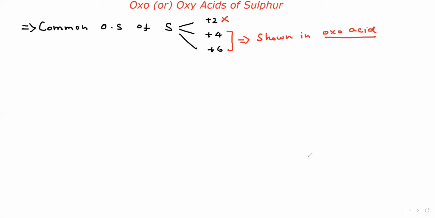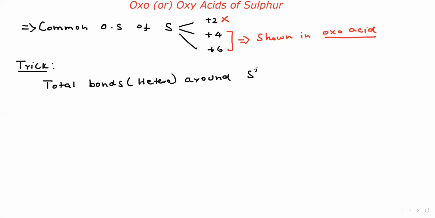Now see, the second thing is a trick. Please note the trick. Generally, the total number of hetero bonds around the sulfur is equal to its oxidation state. Sulfur surrounded by 4 hetero bonds is in the +4 oxidation state. Sulfur surrounded by 6 hetero atoms is in the +6 oxidation state.